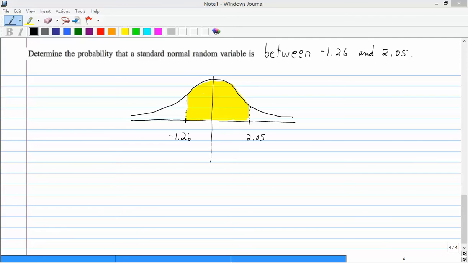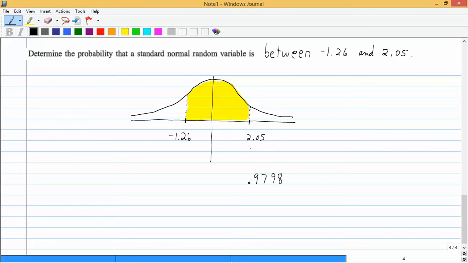So, since area in tables B and C are cumulative from left to right, to find the area between two values, find the area of the rightmost value. That would be, on this problem, 2.05. So if we use our table C, 2.05 is 0.9798. 0.9798 is the area from left all the way to 2.05.